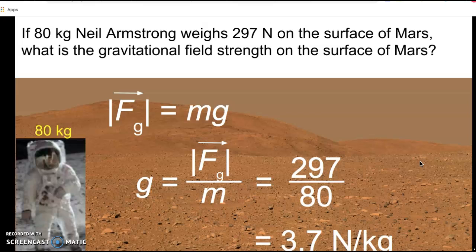I really emphasize the units there. The units for G, gravitational field strength, are newtons per kilogram. So that's more than twice as much as the moon. The moon was 1.6 and Mars is 3.7.